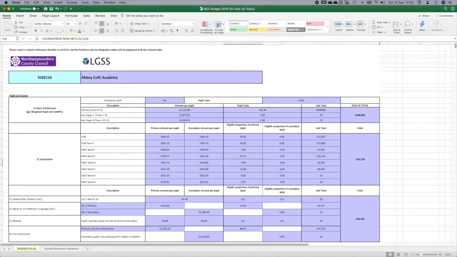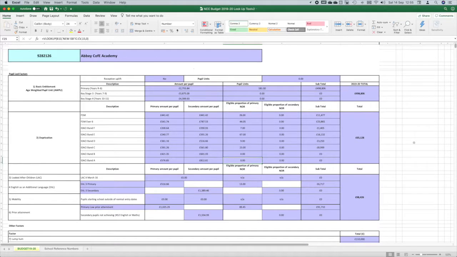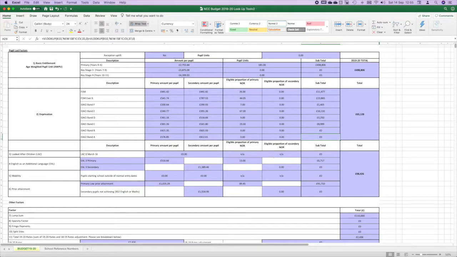And here are our IDACI bands, so our postcode affected factors, and we don't have any children in Band A or Band B. And we get a value over this side as well. And just to remind you, Northamptonshire's formula said 9% of bum on seat money, 12.5% of free school meals and Ever 6, or 12.7%, and the same for all of the IDACI bands, but of course we're going to get 0 for this bit down here. And as it happens, Northamptonshire's formula doesn't take into account any other factors.